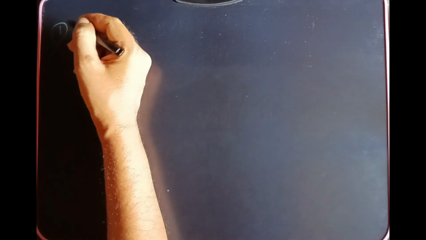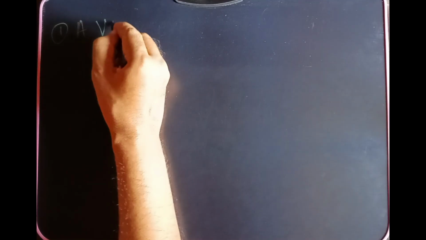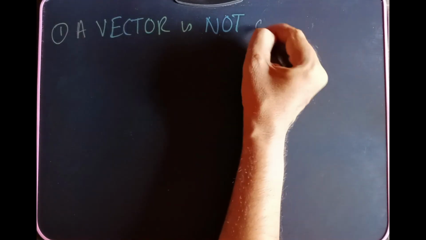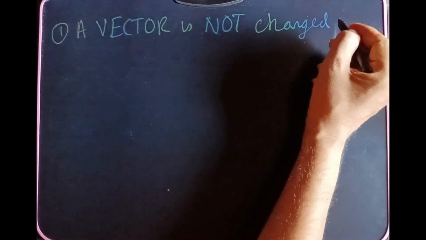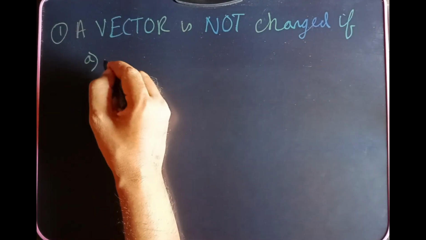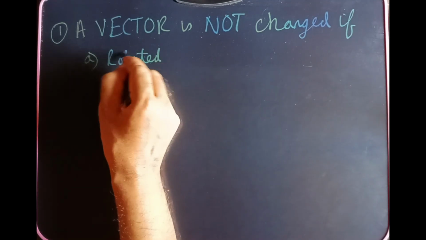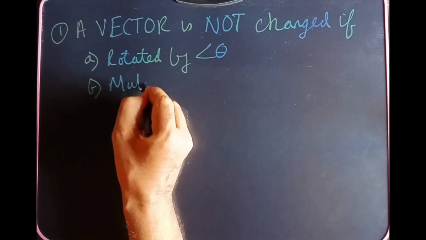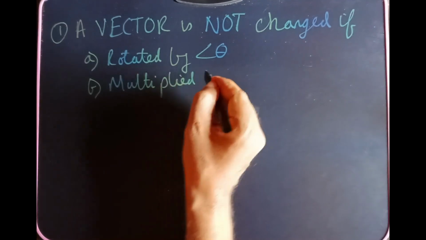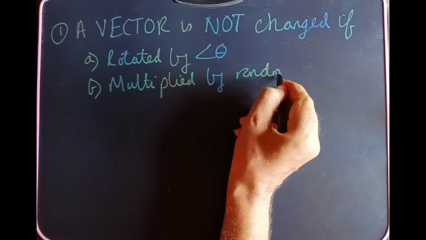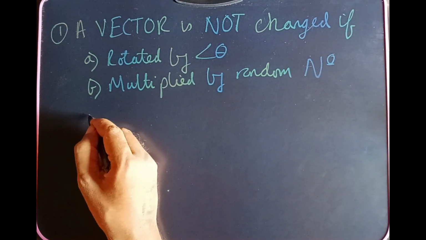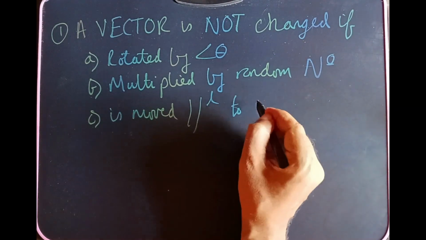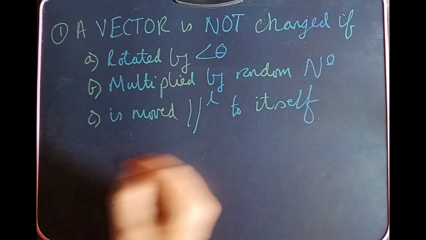First problem: a vector is not changed if option A, rotated by angle theta, multiplied by a random number, and C is moved parallel to itself. Think for some time and answer.